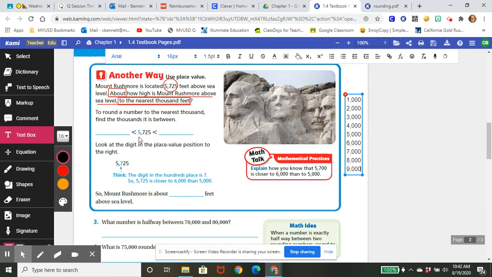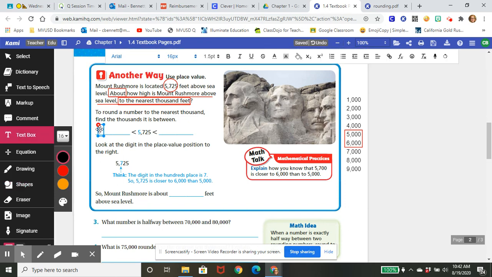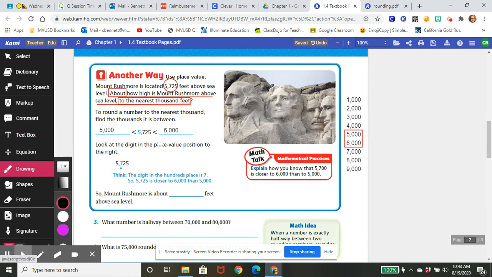So starting with 5,000, I would start at 5,000 and count up, and I would hit that number before I got to 6,000, okay? So my number is between 5,000 and 6,000. And I figured that out because I have a 5 in the thousands place, okay? Because remember, we're looking for the nearest 1,000.